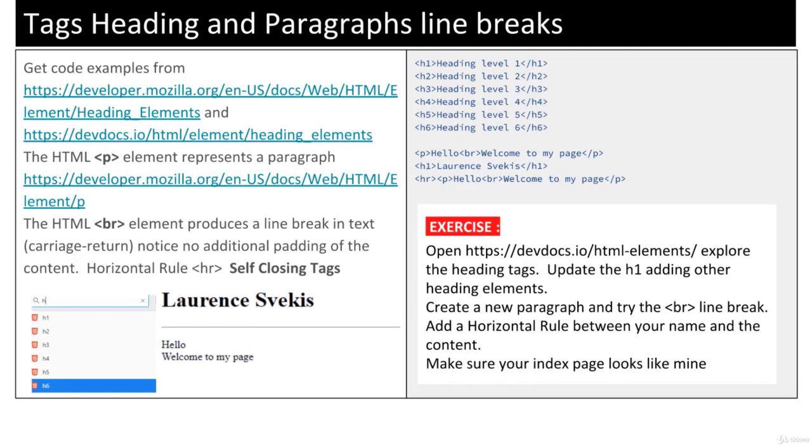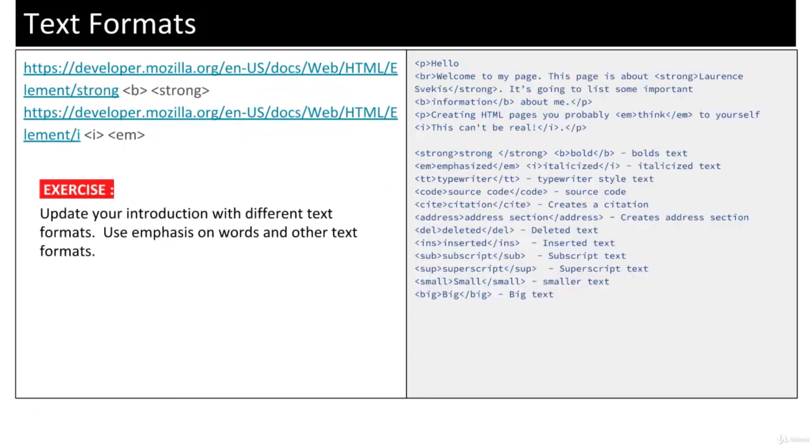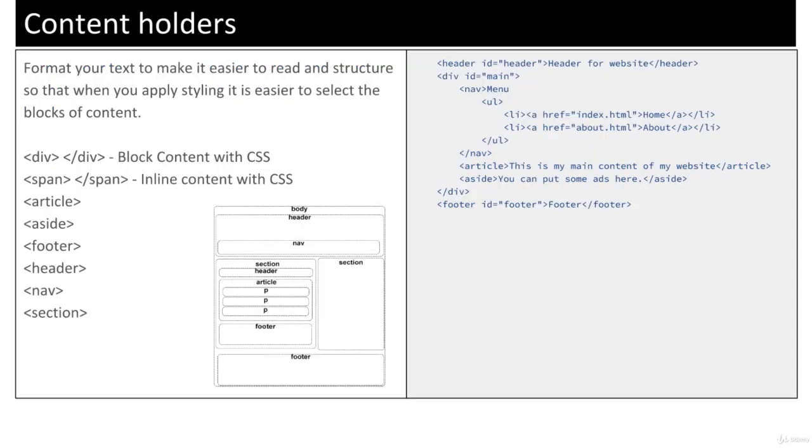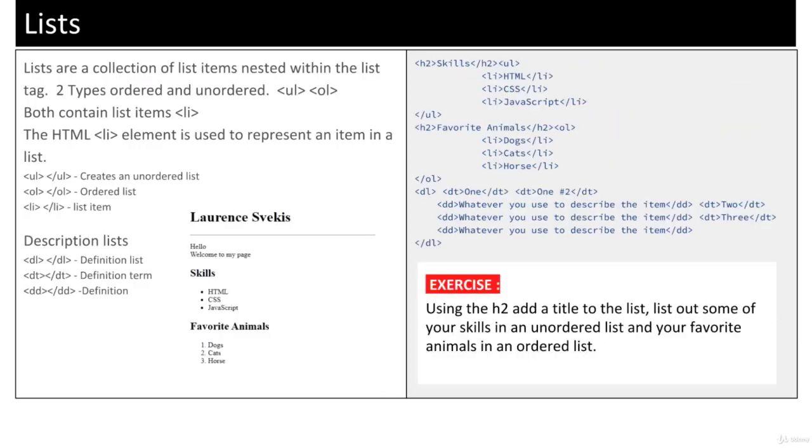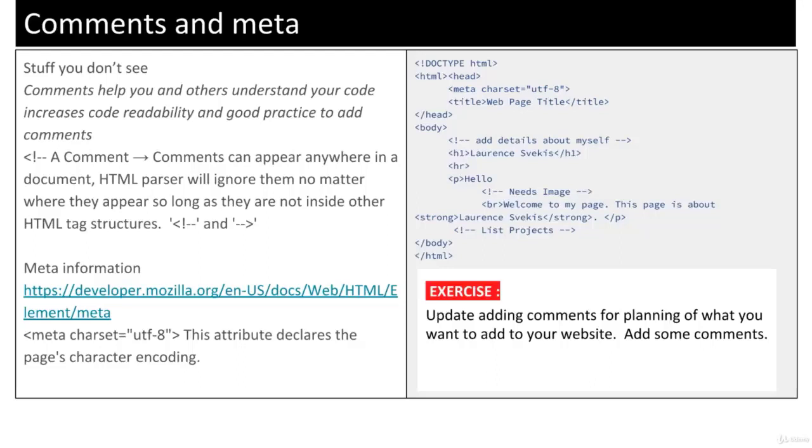So commonly used tags such as headings and paragraphs to contain content, and we're also going to be looking at line breaks and horizontal rules. Then some of the common text formats to bring your text to life, and then content holders that are commonly used in order to structure the HTML code. Lists, of course, because that's a great way to list out content. Comments and meta information that is contained within your HTML.